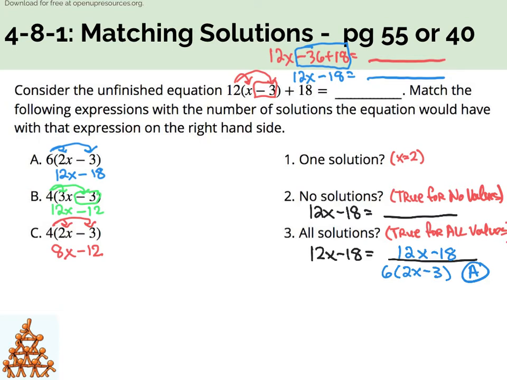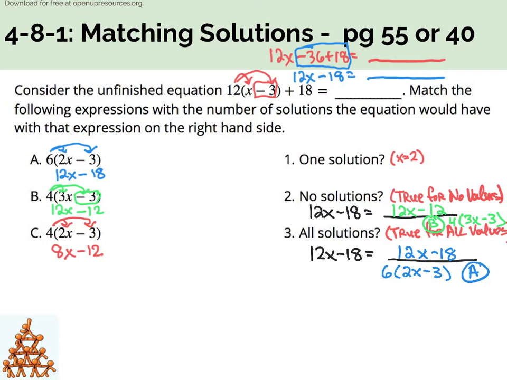Well, B has that 12x minus 12. And so if I put that in there, again, the variables are exactly the same, but the number is different. So how did we get that? We got that from the 4 multiplied by 3x minus 3. So this one is B. And so again, remember, with true for no values, the variables have to be the same, but the numbers are different.